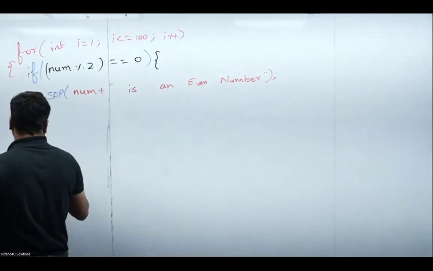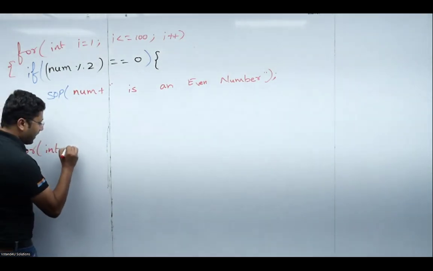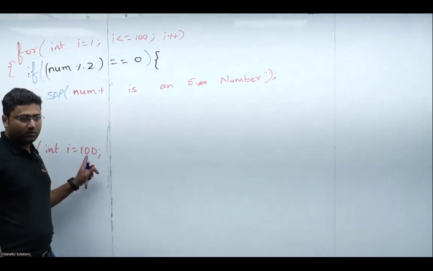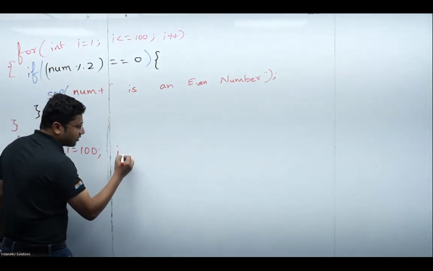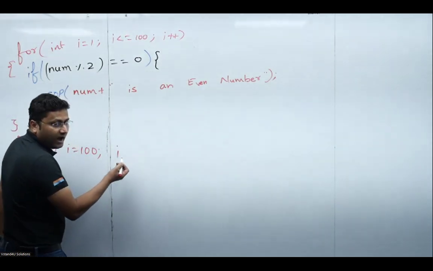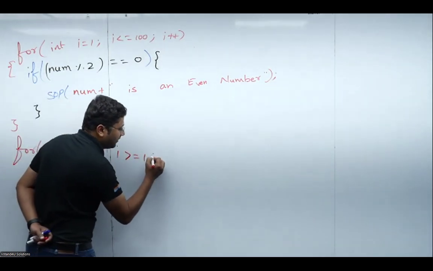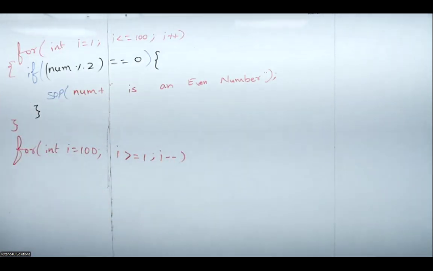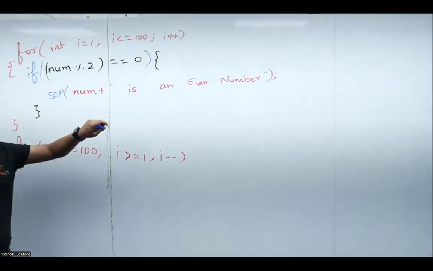Then only one change you will make in the for syntax. You will say for int i equal to 100. Where do you want to start from? 100. How long do you want to go till? 1. So i greater or equal to 1. Agree? And i minus minus, because we are decrementing now. Can both scenarios be handled, incrementing as well as decrementing, by each one of you?